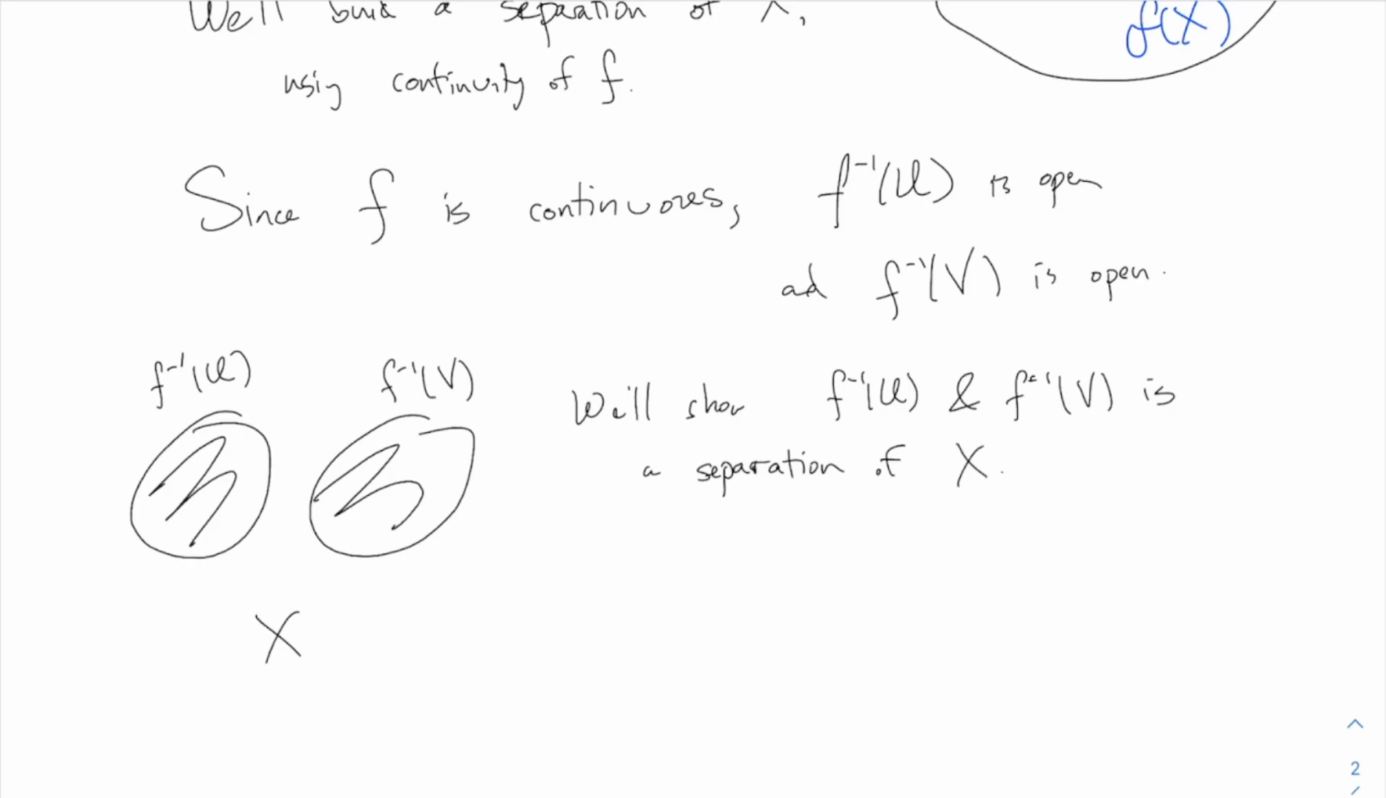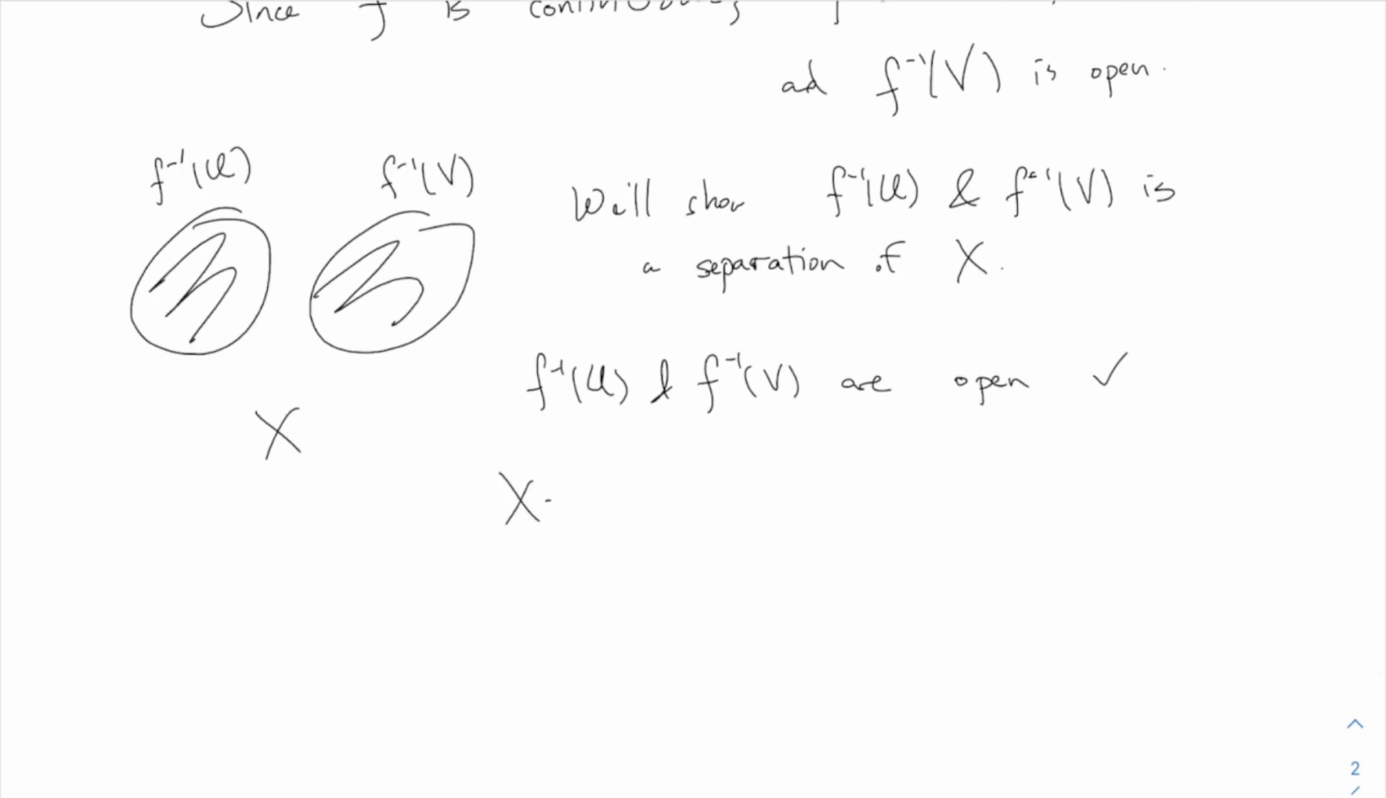Well, first of all, what that involves is f inverse of U and f inverse of V are open, right? That's true. We already said that. That's true because the function is continuous. The preimage of an open set is open. What else needs to be true? X must be the union of these two sets, right? So is that really true? X equals f inverse of U union f inverse of V. Is it really true that you get everything in X by pulling back U and V?